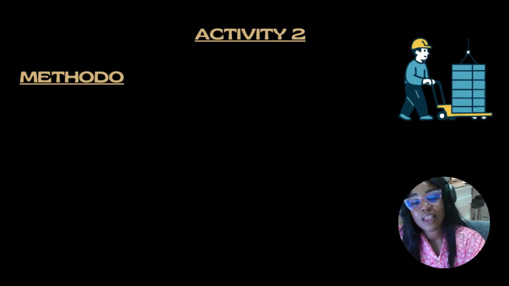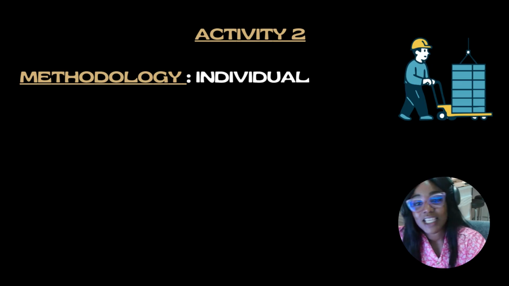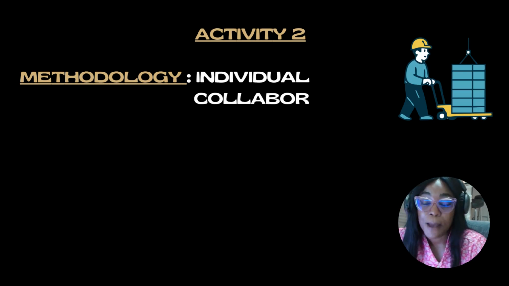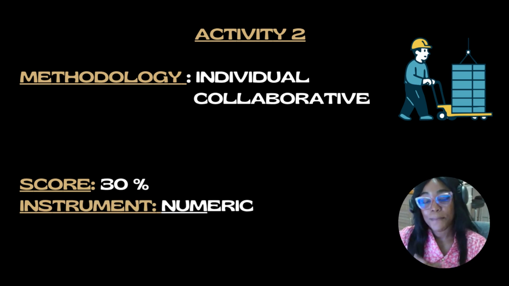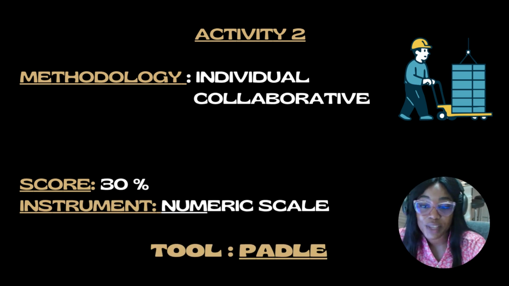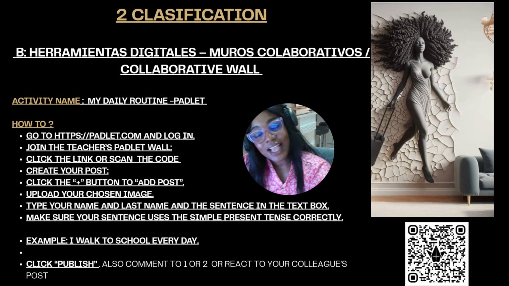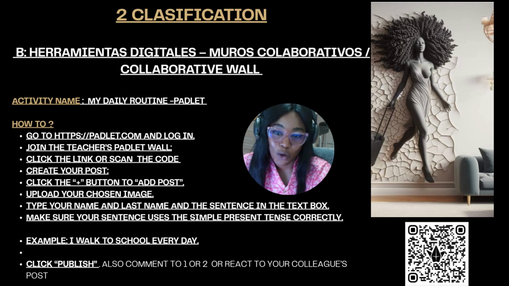So now we have the second activity, which is an individual one as well as collaborative. What does collaborative mean? It means that each student will work on one big page that will be created by one of our teachers and they will add information there. The tool that we're going to be using is called Padlet, all right? And the activities are right here on this board. The second classification where we're going to be using Padlet is a collaborative wall.